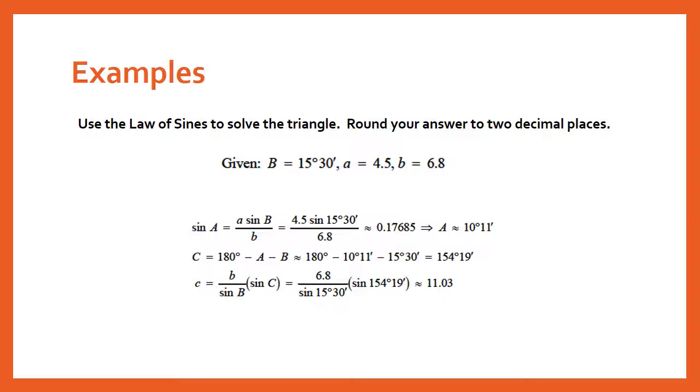Okay, here we go. Again, you can see the procedure for doing that. What they did is they actually solved for sine of A. And you can do that as well. Put the numbers in. Notice if the given angle is in degrees and minutes, then our answers also need to be in degrees and minutes. So we find the remaining angles and then the remaining side.